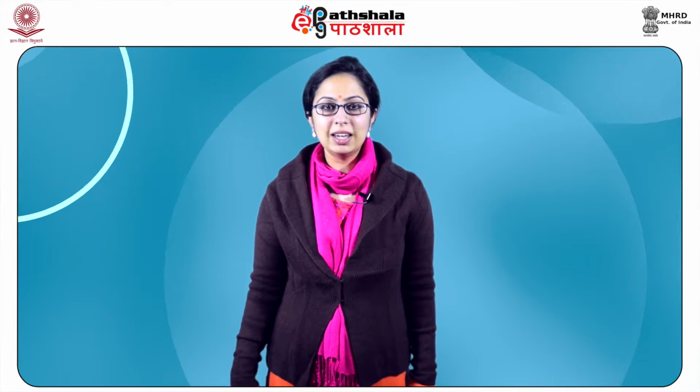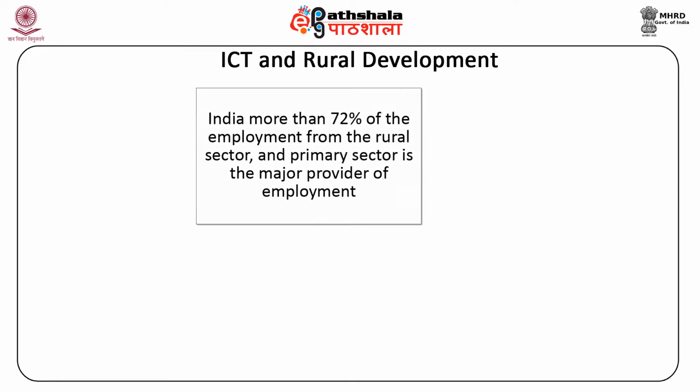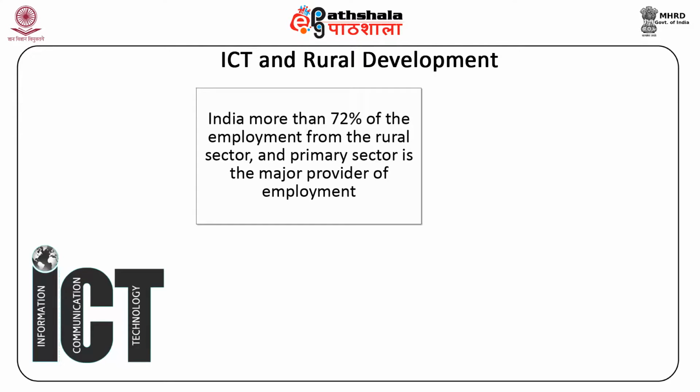Examine the impact of ICT on market and society at large. Look at certain issues associated with ICT applications on different sections of the society. In a developing country like India, where more than 72% of the employment comes from the rural sector and where still primary sector is the major provider of employment to the people, the development in the Indian scenario is associated predominantly with the development and upliftment of the rural sector.